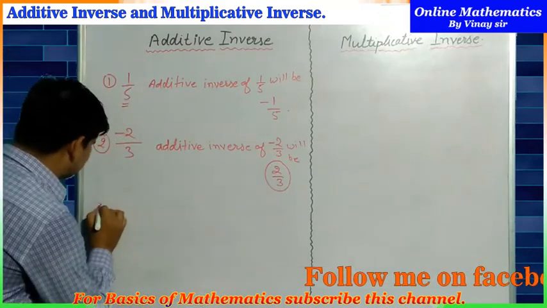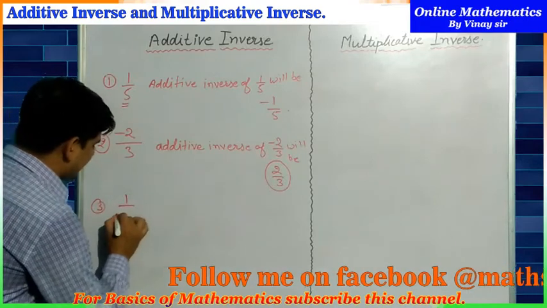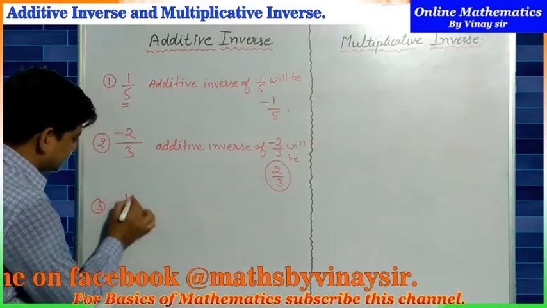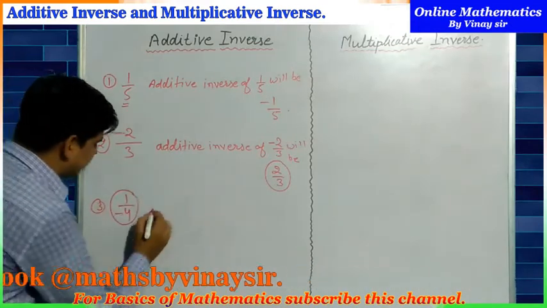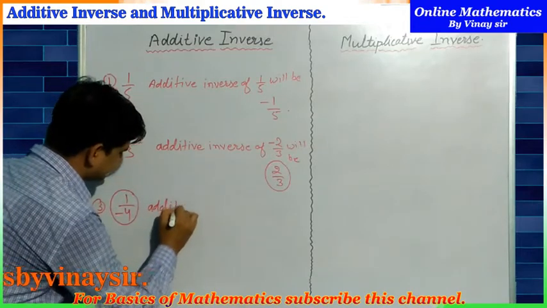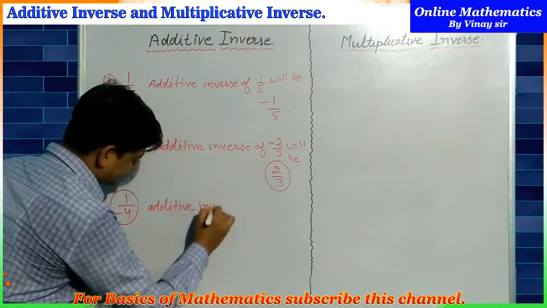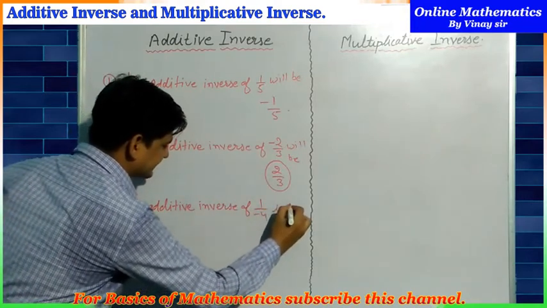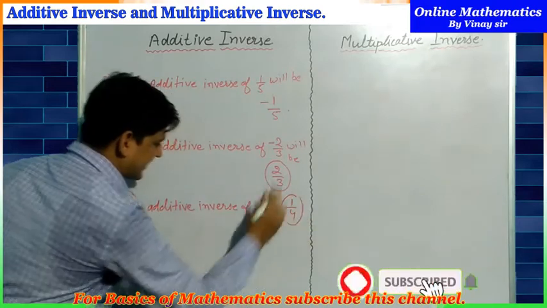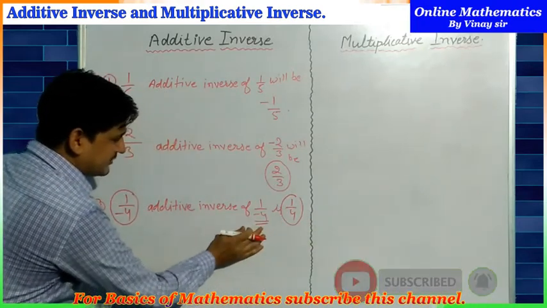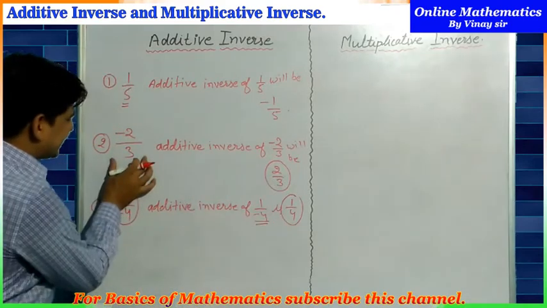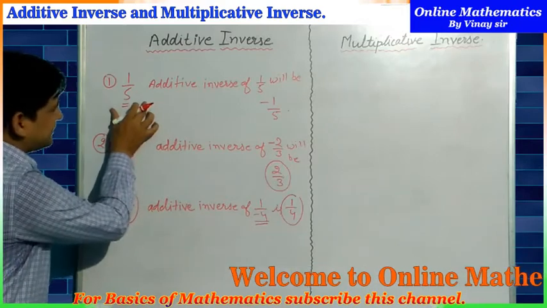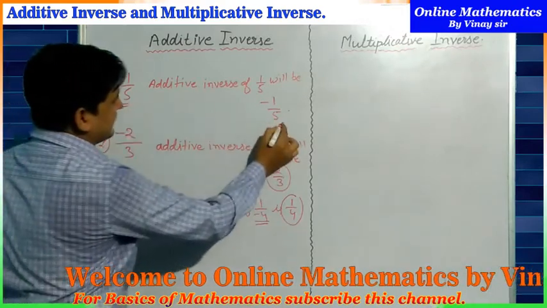When we talk about the next example, we have the number 1 upon minus 4. This is also a negative rational number, and the additive inverse of 1 upon minus 4 is 1 upon 4. This is a negative rational number, so the additive inverse of it will be positive. This is a positive rational number, so the additive inverse of it will be negative.